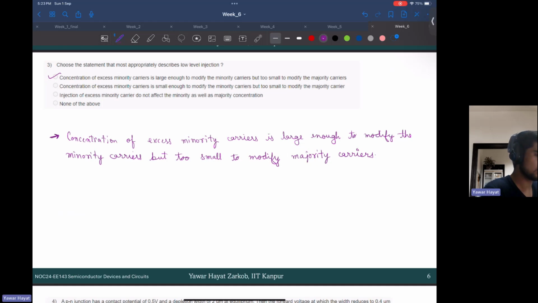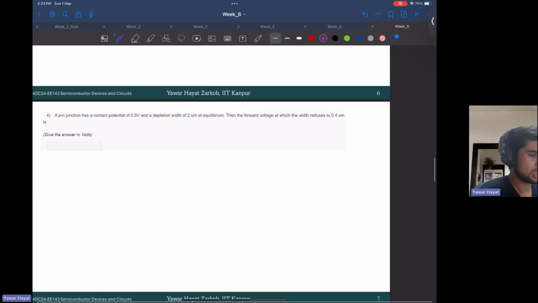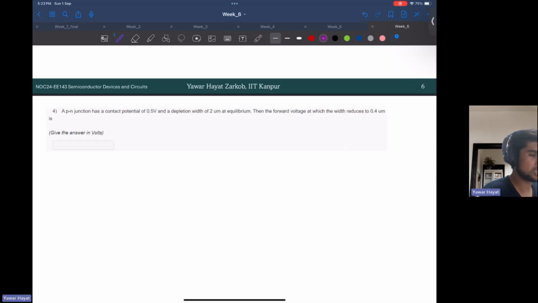Now the fourth question. A PN junction has a contact potential of 0.5 volts, and it has a depletion width of 2 micrometer at equilibrium. Then the forward voltage at which the width reduces to 0.4 micrometer is the following. You need to provide the answer.